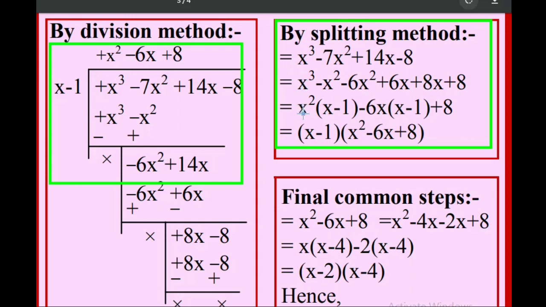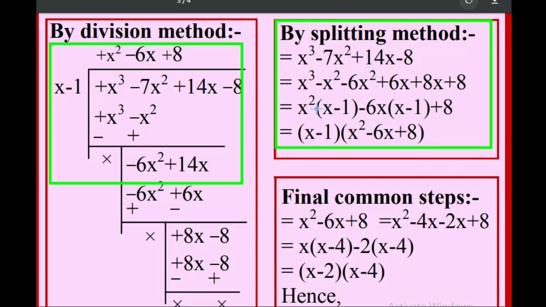In this solution, what we do, in the given polynomial, which is the dividend, that is x cube minus 7x square plus 14x minus 8, we try to split both the middle terms, and here the two middle terms are minus 7x square plus 14x. And how to split this, in detail I'll discuss later. But here too you can understand, so let's try to understand that.